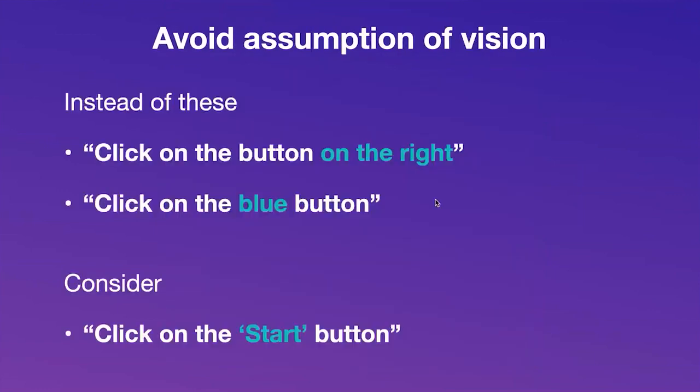Avoid describing things in a way that assumes vision. So saying things like click on a button on the right or click on a blue button, just try and avoid that, because of course not everyone's actually going to see it. Clicking on a blue button is particularly useless. Something like click on the start button, for example, will work regardless of whether someone actually has normal vision.